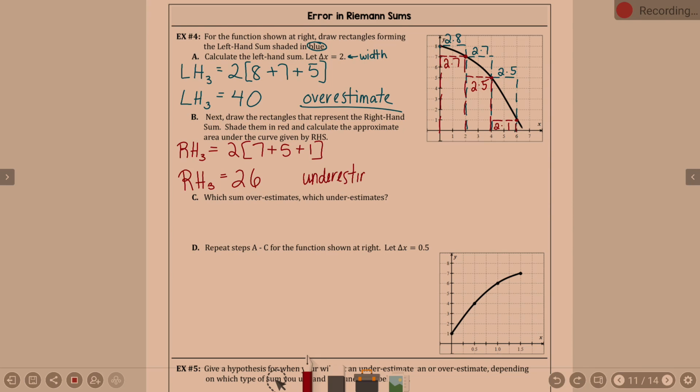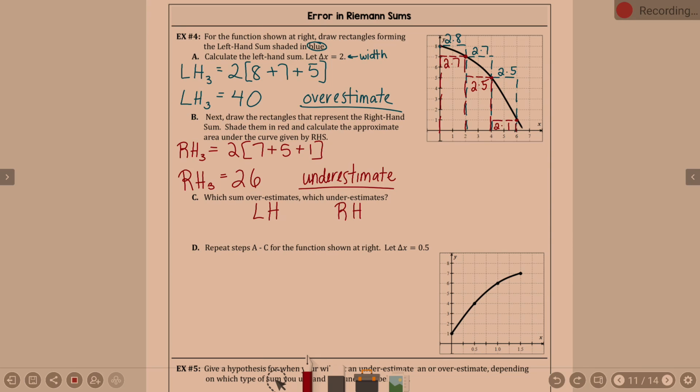Now, I believe I've answered part C. Which sum overestimates, which sum underestimates. The overestimate was the left hand. The underestimate was the right hand. We've already talked about that. I was just jumping ahead because it's easier to do it when you're in the flow of the problem and you don't have all the crazy rectangles staring at you at once, right?